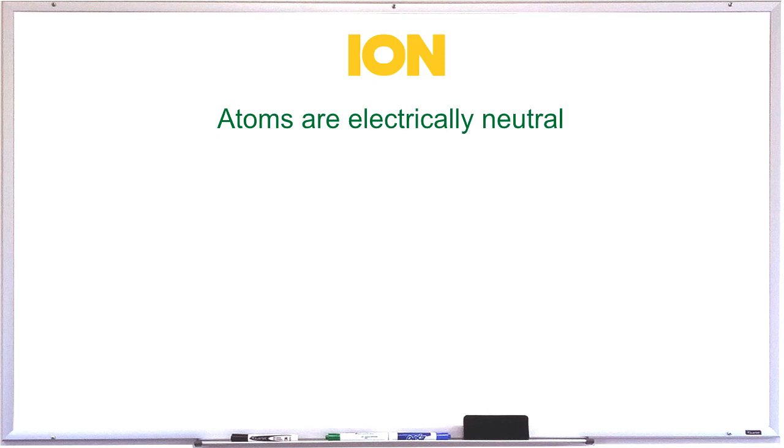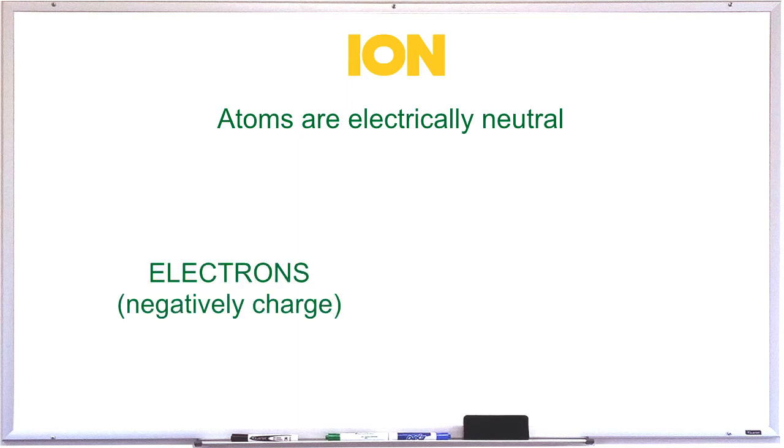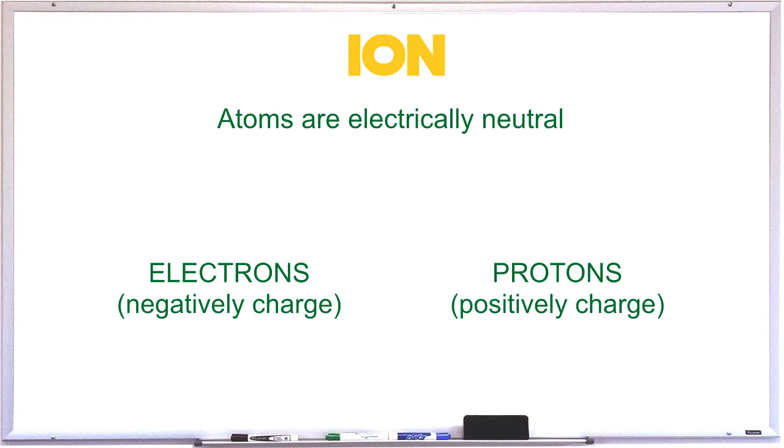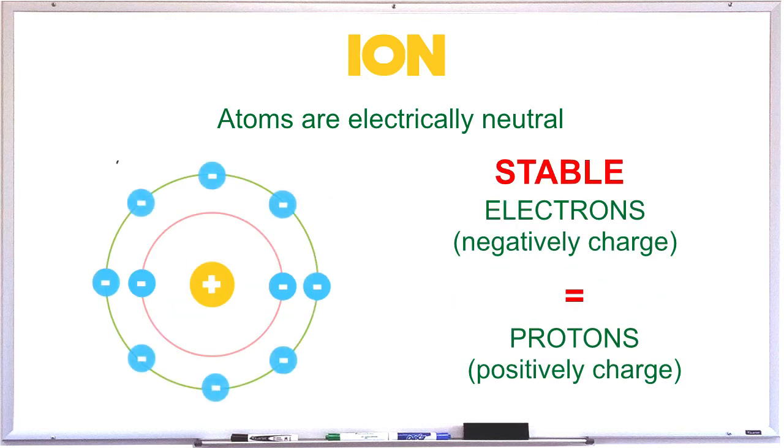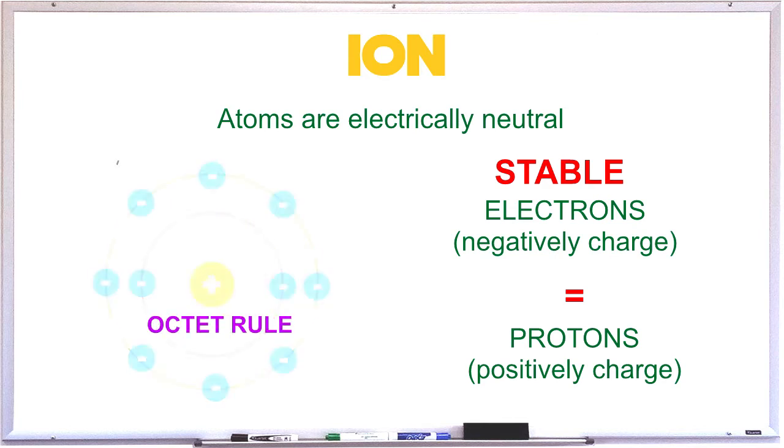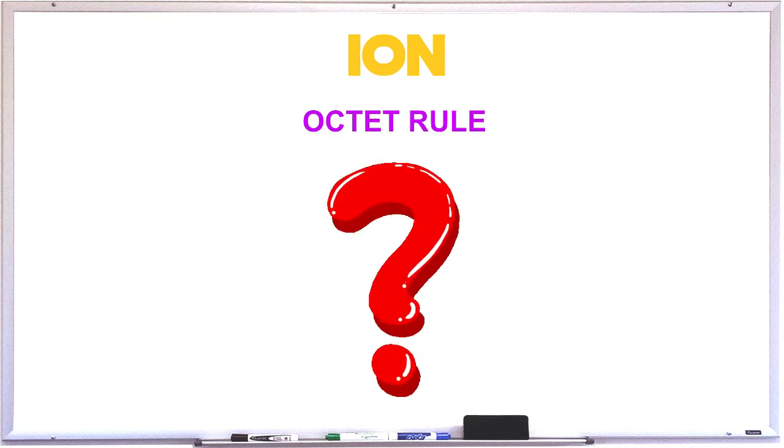Atoms are electrically neutral despite having charged atomic particles like the negatively charged electrons and the positively charged protons. Atoms are neutral because the number of negatively charged electrons and positively charged protons are equal. Thus, an atom is stable. Atoms need to lose or gain electrons in order to be stable. They become stable when their outermost shell, or valence shell, contains 8 electrons, which satisfies the octet rule. So what is the octet rule?